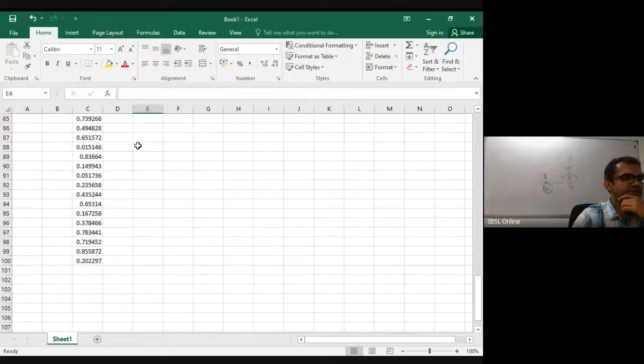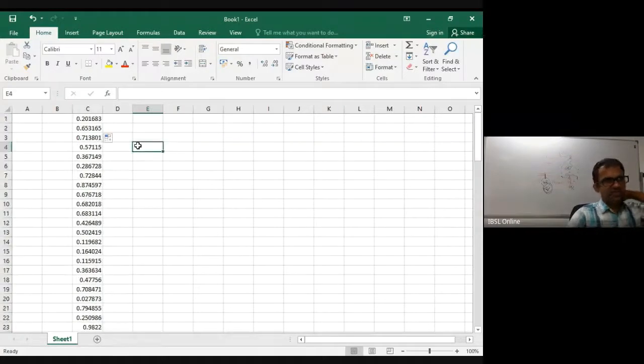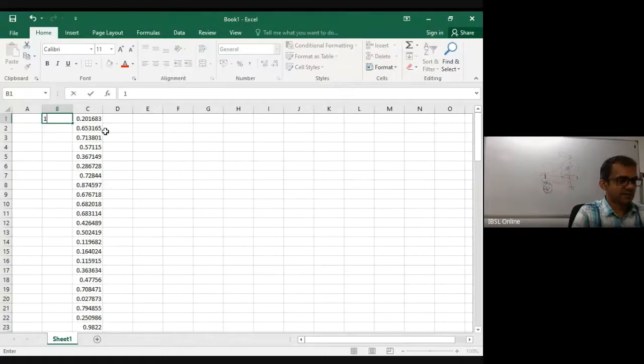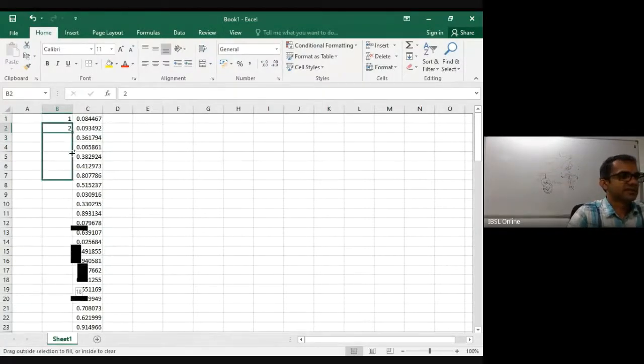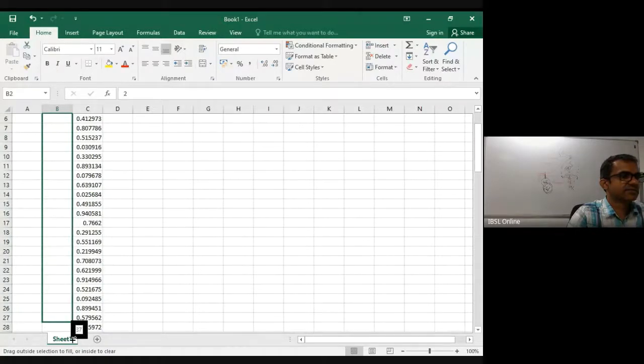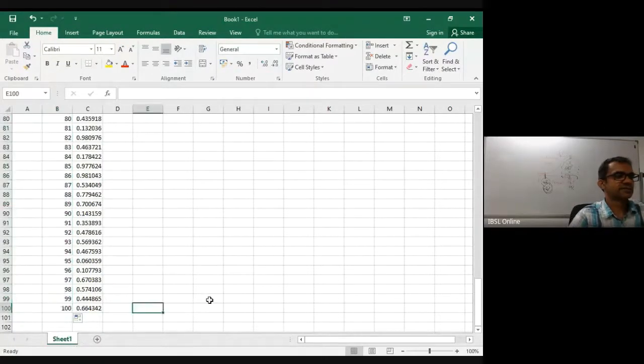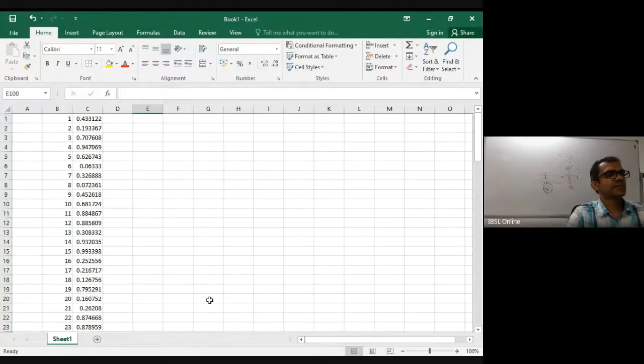So what I did, just created 100 random numbers. Assume this is day 1. Assume daily returns, day 1, day 2, likewise. Returns of our portfolio for the last 100 days. We have returns for the last 100 days.